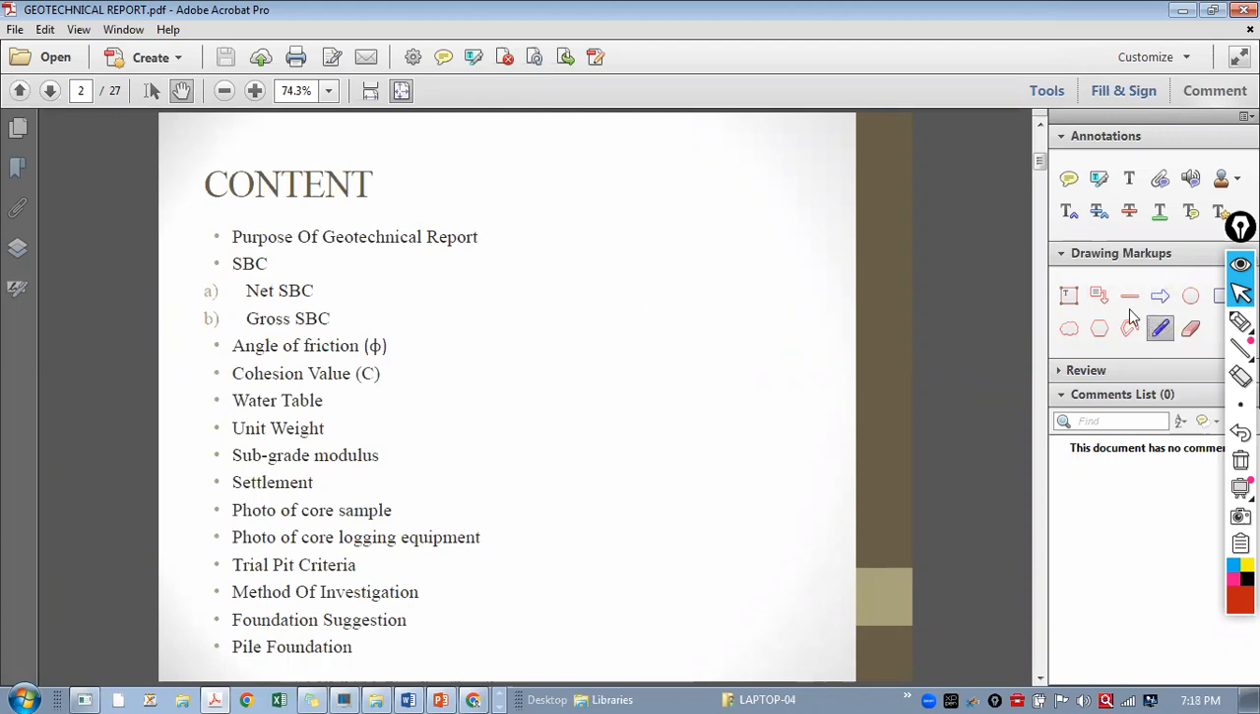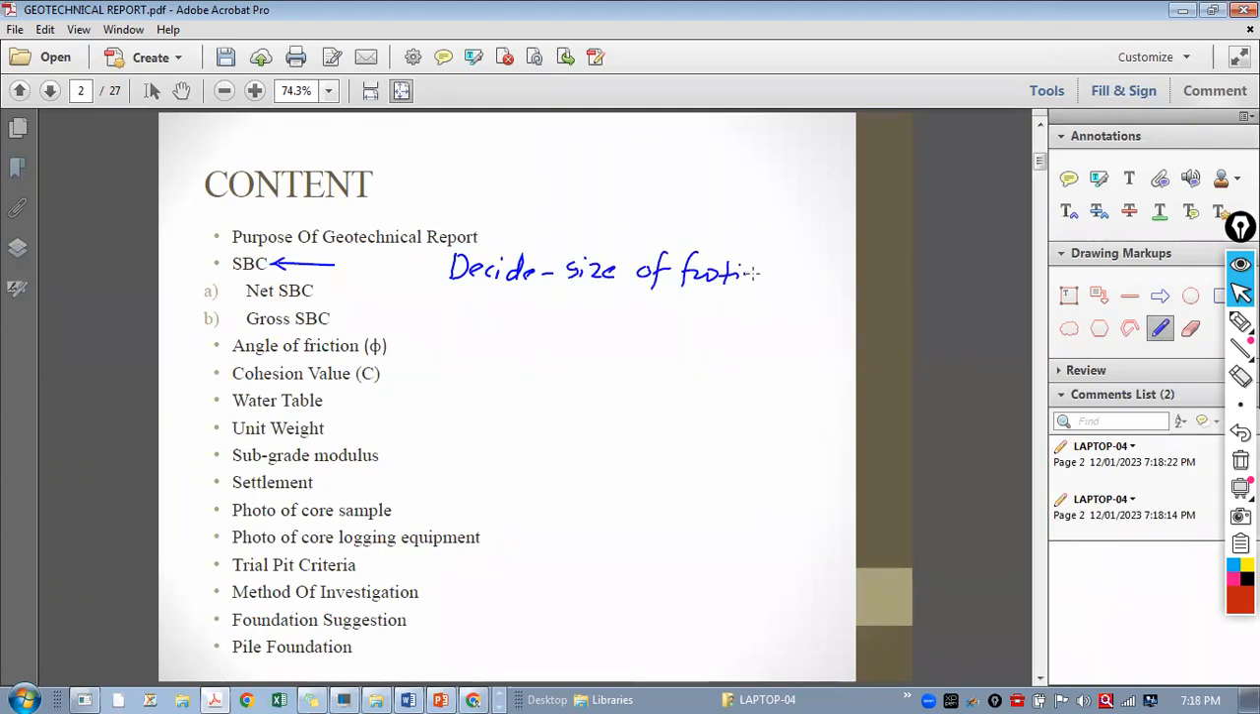So we get the data of soil bearing capacity, and where do we use soil bearing capacity? For deciding the size of footing, right? Size of footing. So generally, you know that we get the size of footing by load divided by SBC. So we get the area of the footing. So that is the purpose of this data we get in the geotechnical report.